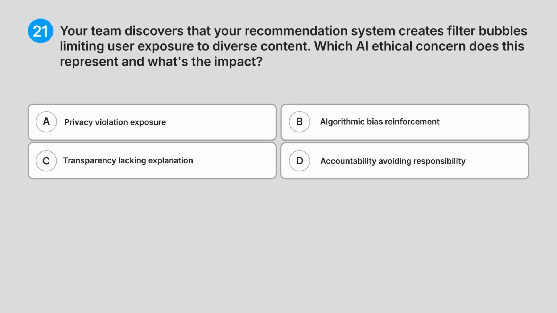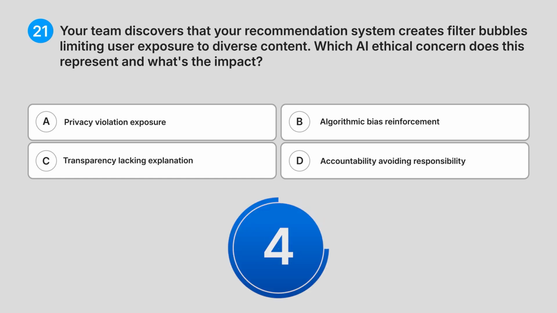21. Your team discovers that your recommendation system creates filter bubbles, limiting user exposure to diverse content. Which AI ethical concern does this represent, and what's the impact? A. Privacy violation exposure. B. Algorithmic bias reinforcement. C. Transparency lacking explanation. D. Accountability avoiding responsibility. Can you guess the answer?